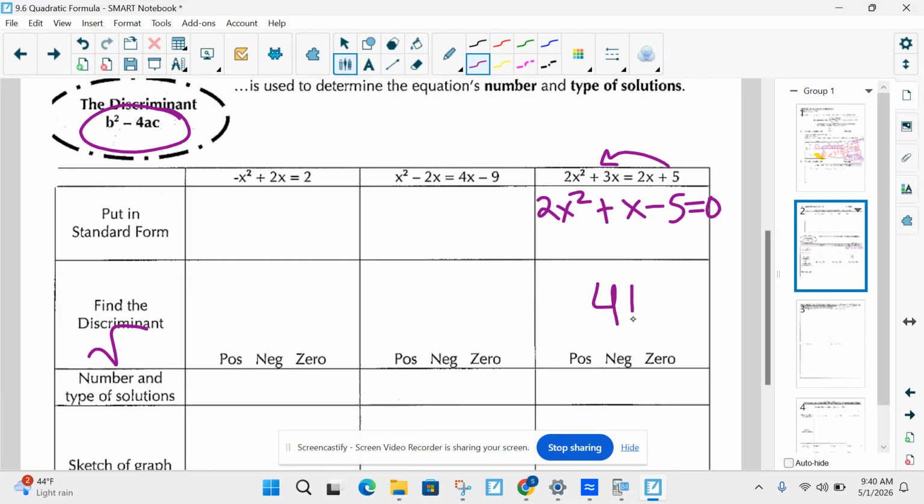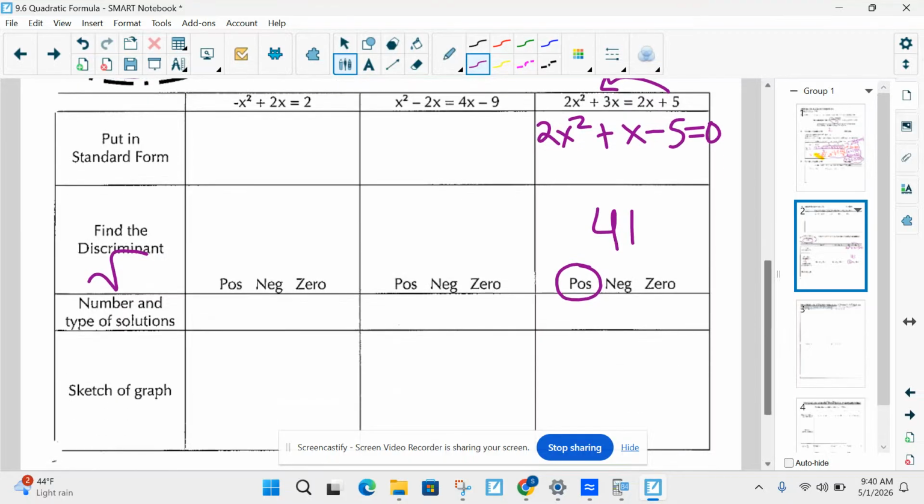Our discriminant was 41. That's the number we got under the square root. Since it was positive, we had two solutions, because we had a plus square root of 41 version of our answer and then a minus square root of 41 version of our answer. So there ended up being two answers. That's how most of your homework is going to be. It's going to have two answers.